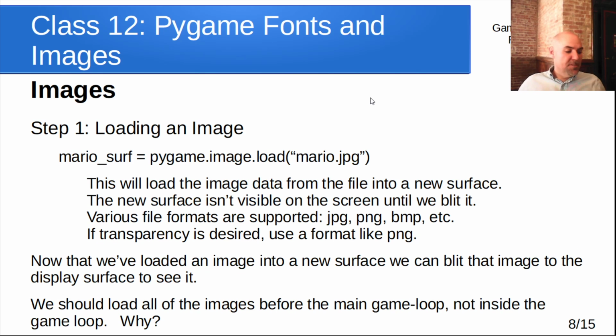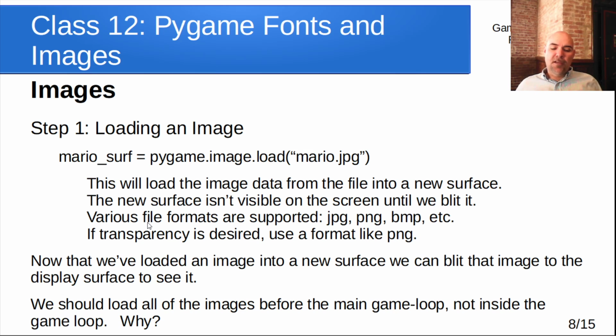Okay, images. So moving on to images, loading an image basically creates a surface for us. So here's an example of the line of code. Mario_surf is a surface that's going to hold this Mario.jpg or Mario.png or whatever it is that we want to load. That'll take this file and load it into memory into a surface that's not visible yet. It's going to load the image data from that file into a new surface that it creates. The new surface isn't visible until we blit it, just like with fonts.